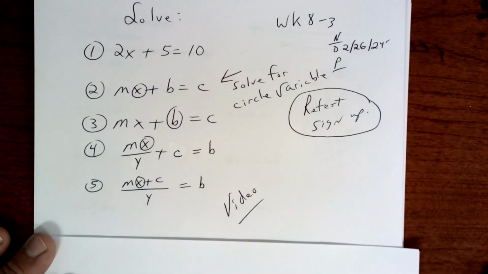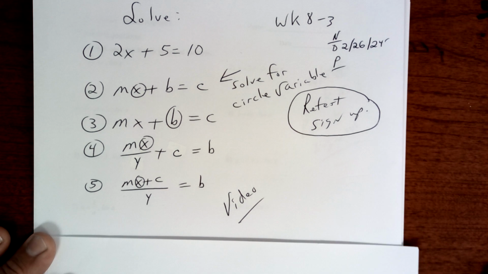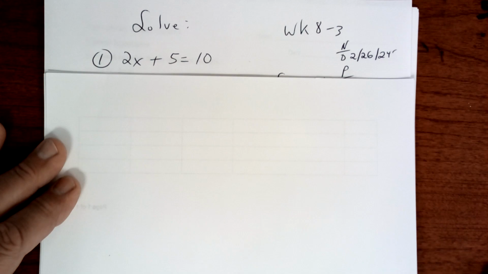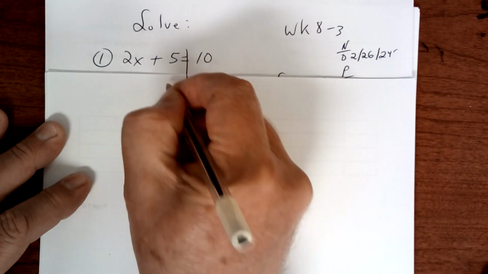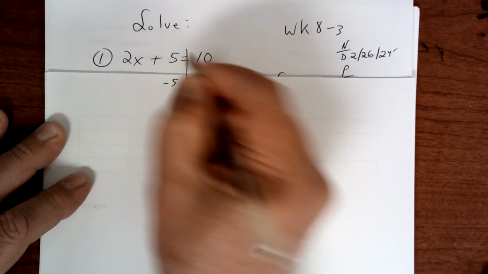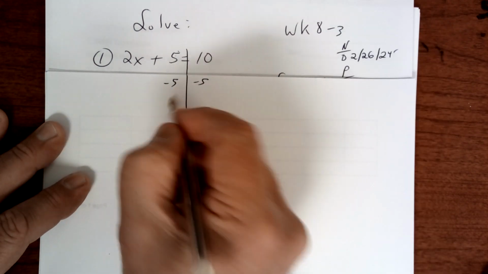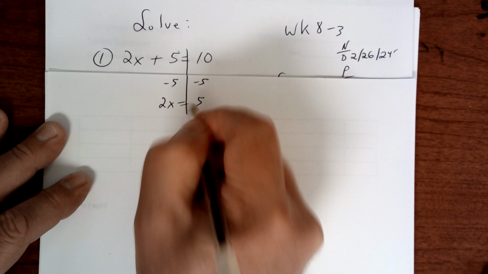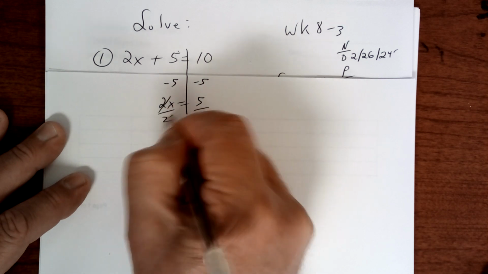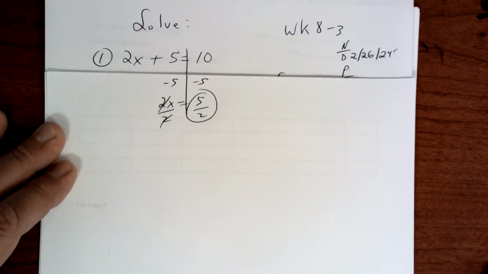All right, let's take a look here. Well, to solve these equations, what you're going to do is draw a line and subtract 5 from both sides. So this cancels. So you're going to get 2x is equal to 5, and then divide by 2. And there you go. And you're done. That's all there is to it.